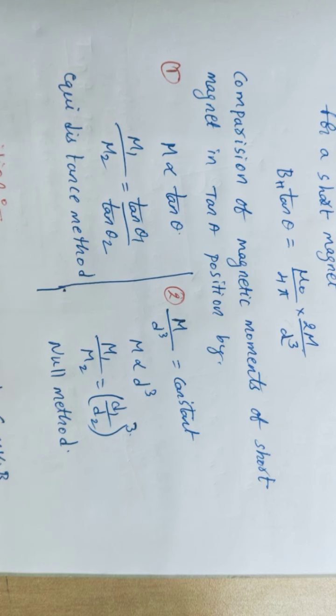So finally, m1 divided by m2 is equal to d1 divided by d2 whole cube. This is the relation we observe in tan A position. What are the other names for tan A position? This is also called Gauss A position or end-on position. After completion of tan A, further we are going for tan B position.